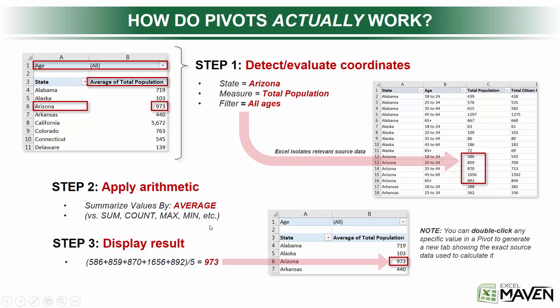And then finally, step 3 is when Excel just displays the result. So it takes those 5 numbers, adds them up, divides by 5, and that returns the 973 that then gets displayed in the pivot table.